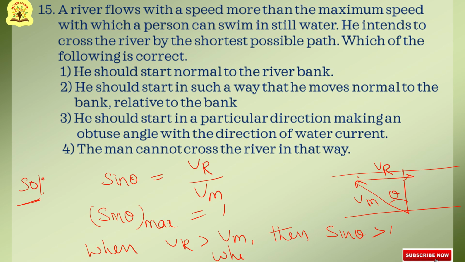So hence, which option is correct? Fourth option is correct. The man cannot cross the river in that way. Why? Because sin theta is greater than 1. In this situation, it is impossible. So that's why the fourth option is correct. The man cannot cross the river in that way.